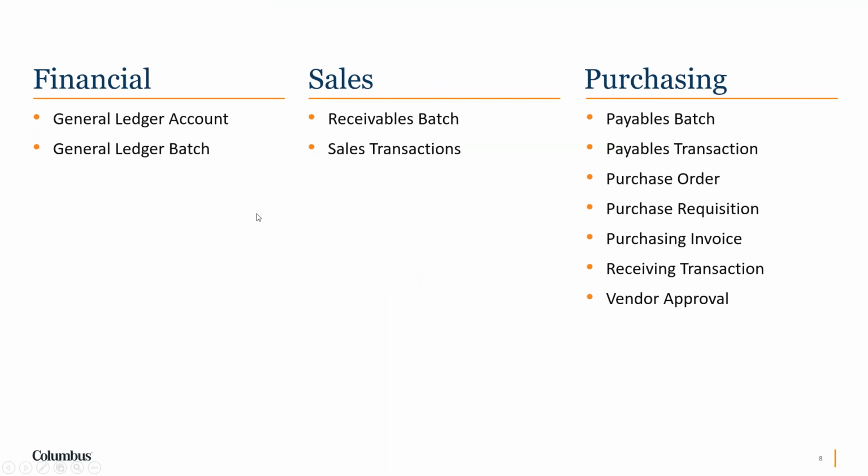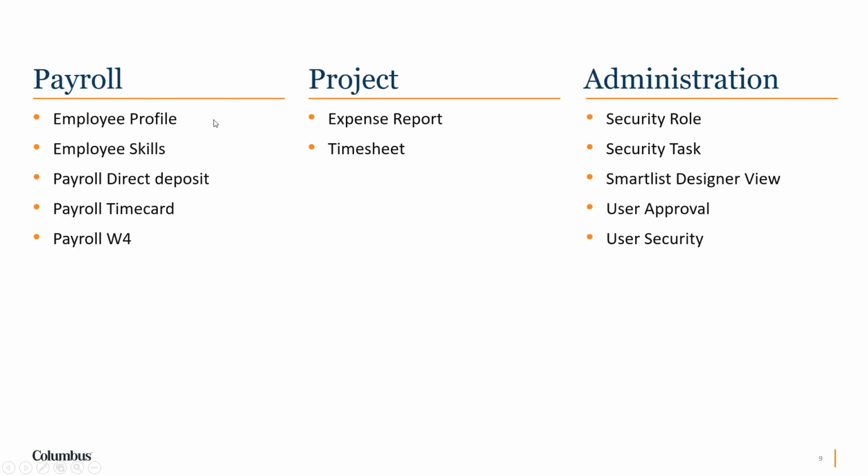You can use workflow in any of these places throughout Great Plains: the General Ledger account, General Ledger batch, Receivables batch, Sales transactions, Payables batch, Payables transaction, Purchase order, Purchase requisition, Purchasing invoice, Receiving transaction, Vendor approval. Also on payroll: employee profiles, employee skills, payroll direct deposit, payroll time cards, payroll W-4. Project has some as well, expense reports and timesheets if you're using Project. And on the administration side, SmartList designer views. Also on 18.2, they added security roles, security tasks, user approvals, and user security.